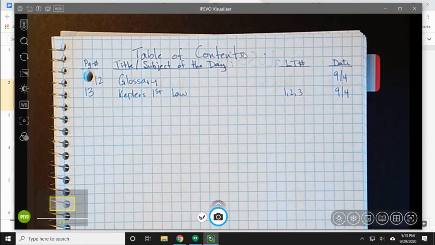So next is your table of contents: page number, title or subject of the day, learning target numbers, and the date. I'm using as an example last year's notebook, so you can see obviously we weren't in the middle of coronavirus, so we had a little bit different dates, but your first dates to go in would be 9/28 if you want to put in your glossary, and Kepler's law also is on 9/28.